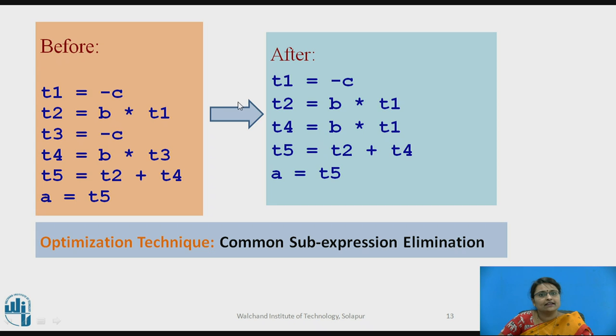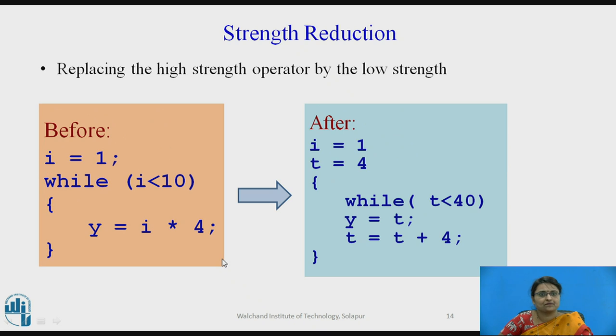It can be converted like this, where t1 equal to minus c and t3 equal to minus c are both the same statement. So instead of using it twice, we can minimize that. Wherever t3 is there, we can use t1. And later, the same expression, like t2 equal to b star t1 and t4 equal to b star t1, can again be taken as a common sub-expression. So the optimization technique here is common sub-expression elimination.